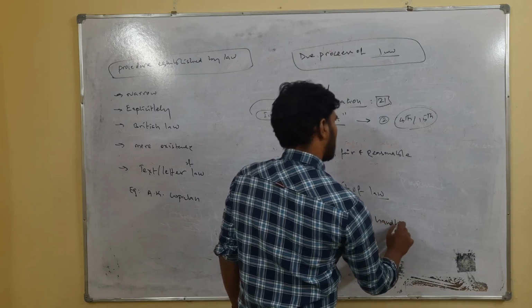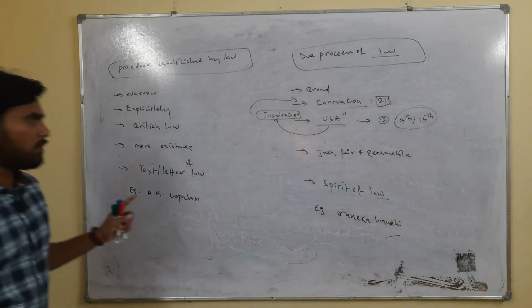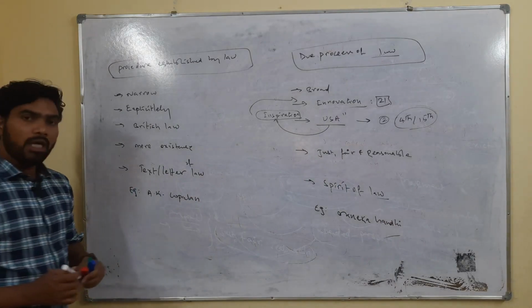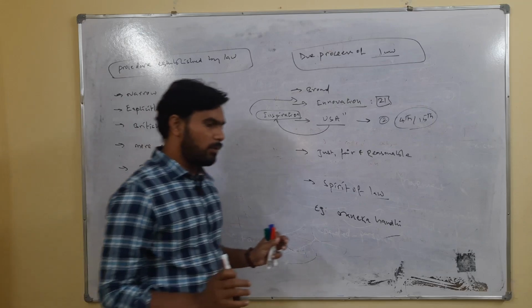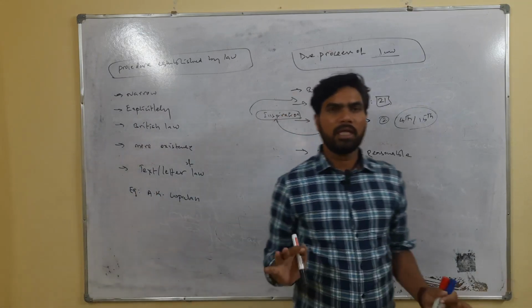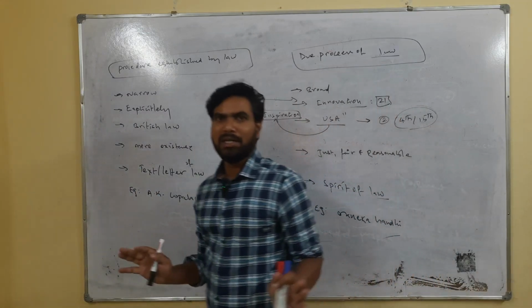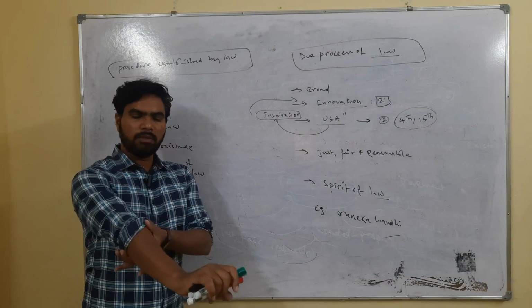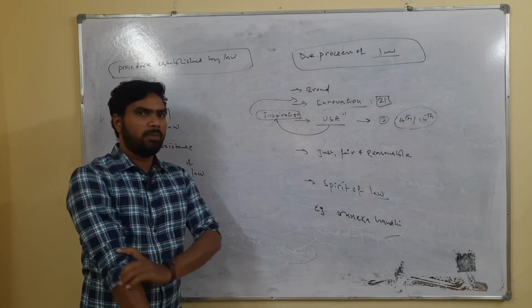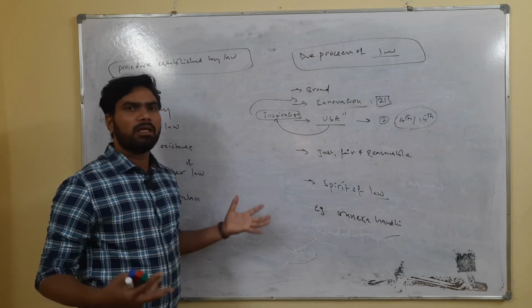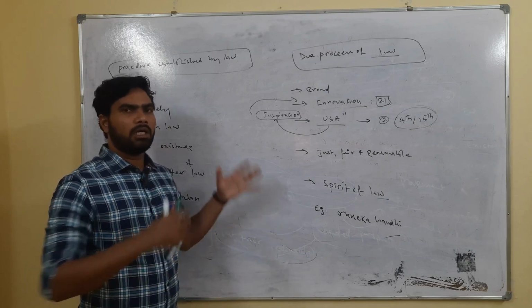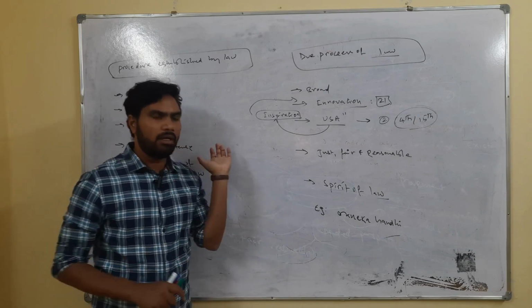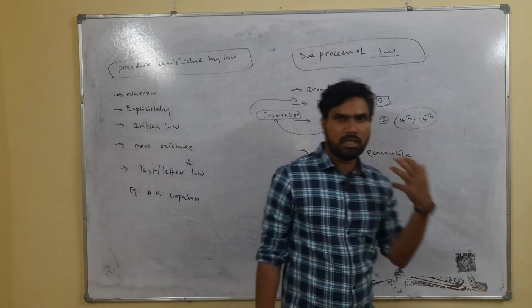Okay, these are the differences between procedure established by law and the due process of law. This is a very important concept. Many people get confused in understanding these two concepts. Because of that reason, I have taken various examples, multiple examples, and I have explained it very clearly, taking help of all the articles and the stories, what actually happened behind these cases, etc.